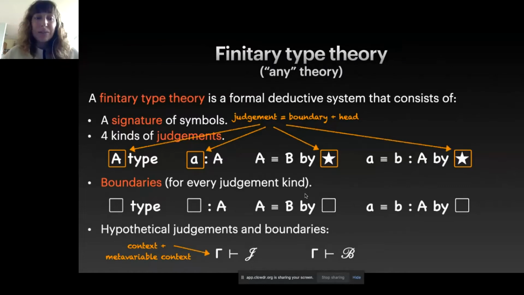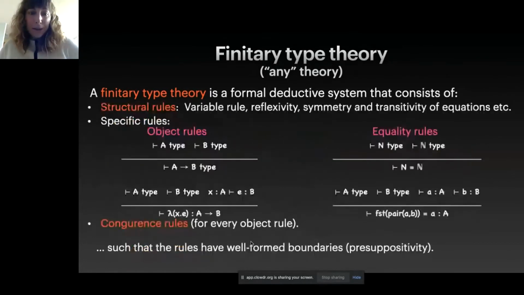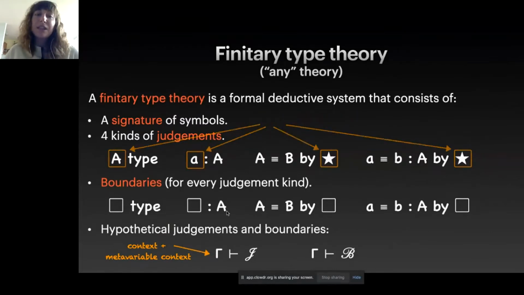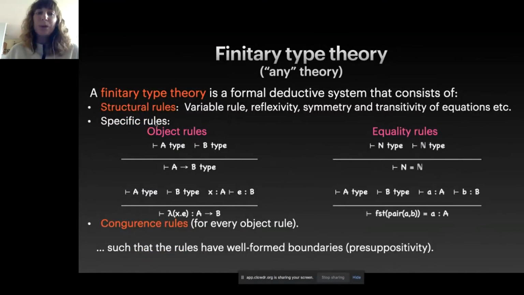Okay, so these are the judgments, and all of these judgments and boundaries can be put in a context. This is sort of the context that has variables and meta-variables in them, but I won't be too precise here with the context, but I'm sure you can imagine something under that. Okay, so furthermore, we have all these judgment boundaries and so on, but what we really want is a deductive system, and to do that, we need to have rules, right? So what kind of rules do we want? We want structural rules, so they're the usual ones that are present in any type theory. So the variable rule, the reflexivity, symmetry, and transitivity of equations, conversions, and so on, right?